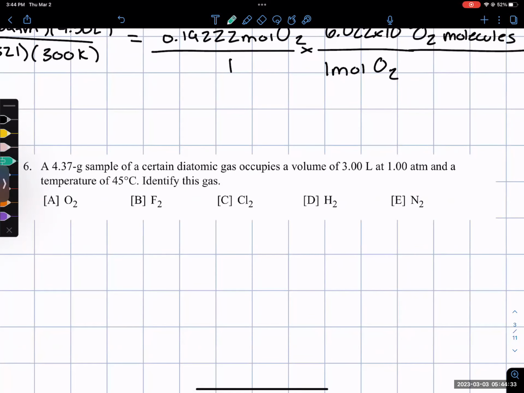All right, number 6. A 437 gram sample of a certain diatomic gas occupies a volume of 3 liters at 1 atmosphere and a temperature of 45 degrees Celsius. Identify the gas. I'll give y'all 3 minutes.